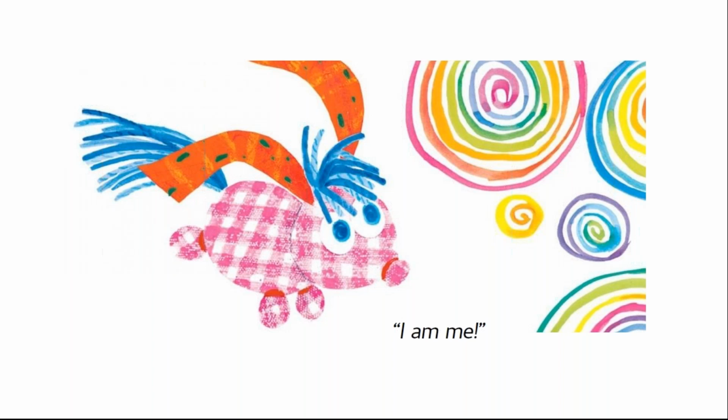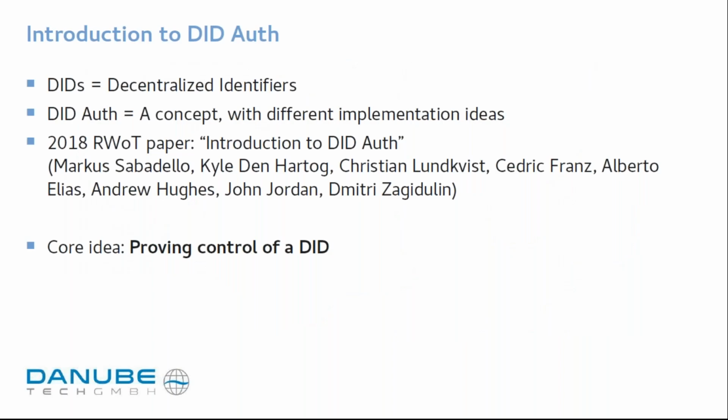But there's always the core concept that I am me, before we even go into credentials and higher level protocols, and that's really the main idea behind DID Auth. So before we even get into agents and credentials and relationships, simply the ability to say that I am me, and technically the core idea is to prove control of a DID. That's what we really mean by DID Auth.